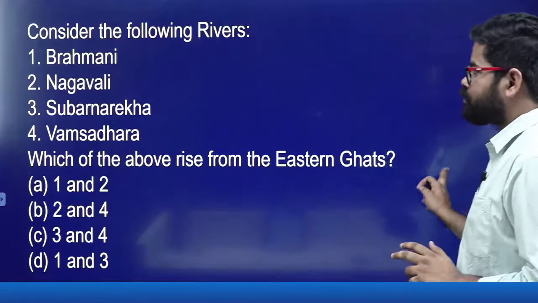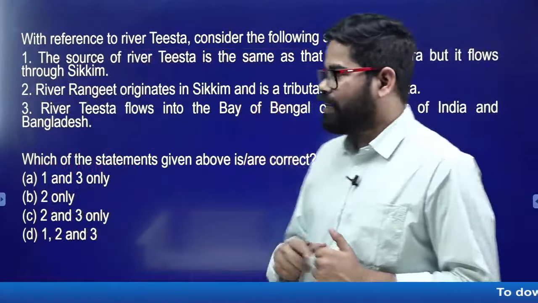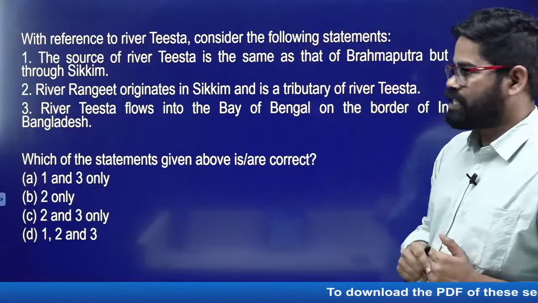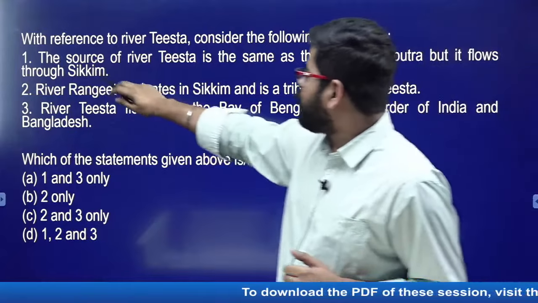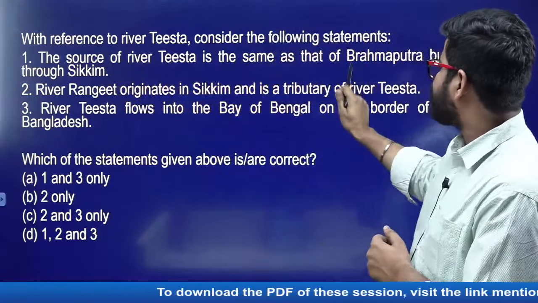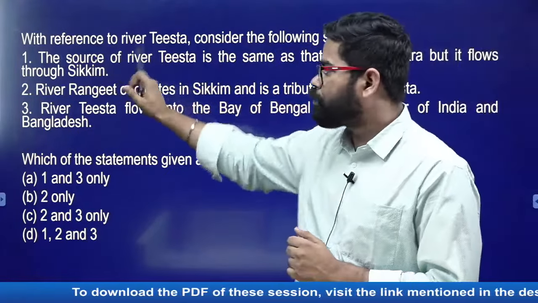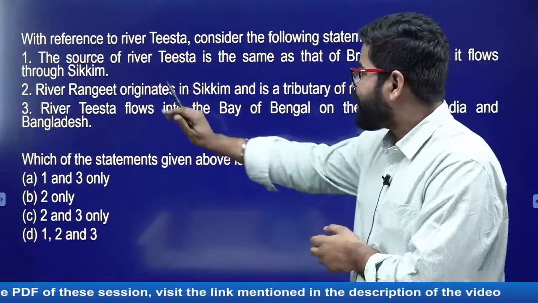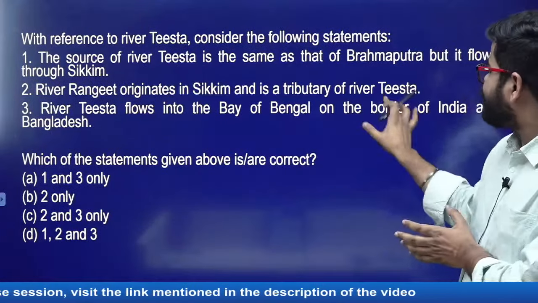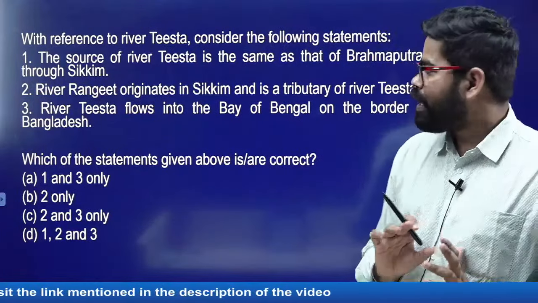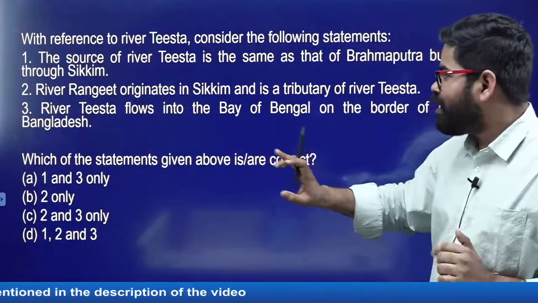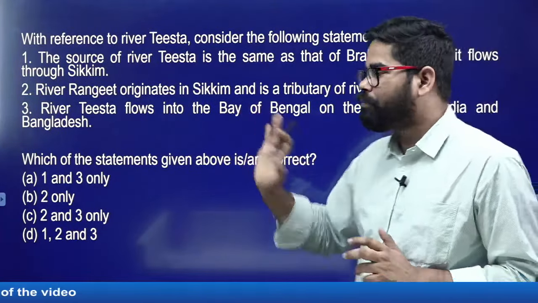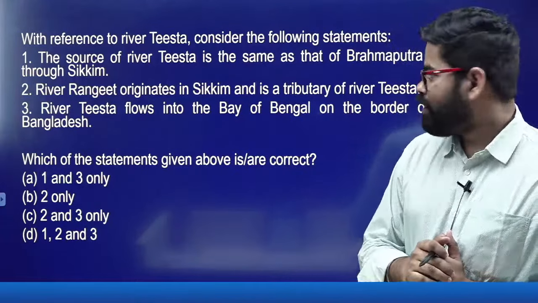Okay, now let us see this another one. With reference to river Teesta, consider the following statements. First one is saying the source of river Teesta is same as that of Brahmaputra, but it flows through Sikkim. Second statement is saying river Rangit originates in Sikkim and is a tributary of river Teesta. And the third statement is saying river Teesta flows into the Bay of Bengal on the border of India and Bangladesh.